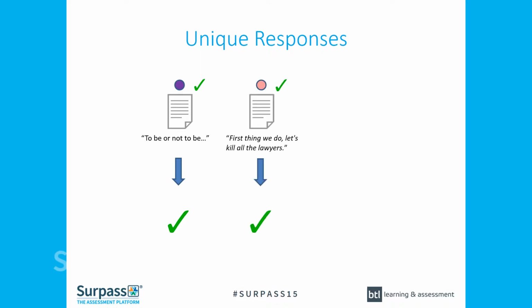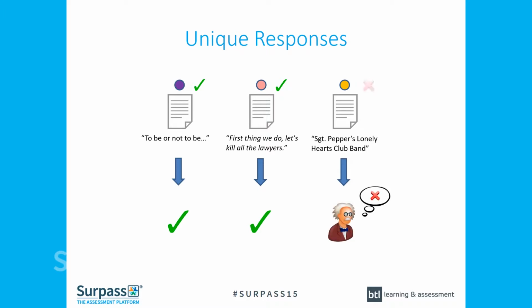Likewise, Mr. Pink comes along. First thing we do, let's kill all the lawyers. You can just mark that for free. It's learning all the time. Mr. Amber comes along. He's a friend of Mr. Yellow. Sergeant Pepper's Lonely Hearts Club Band. That still needs to be assigned to an examiner, and it still marks it wrong. It doesn't just learn that all Beatles songs are incorrect, non-Shakespearean quotes.